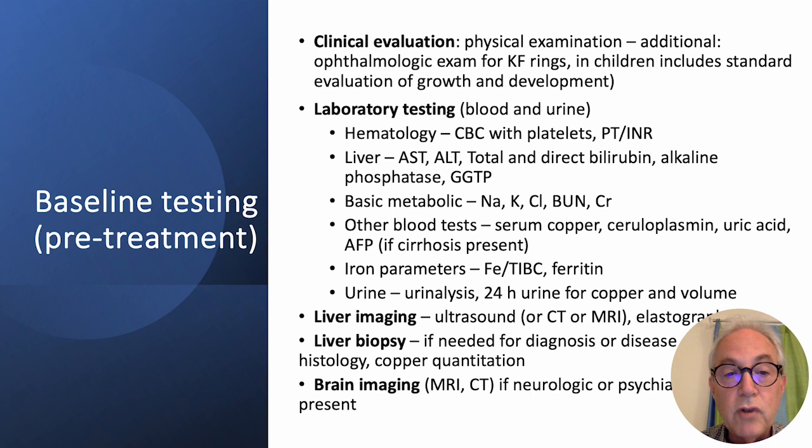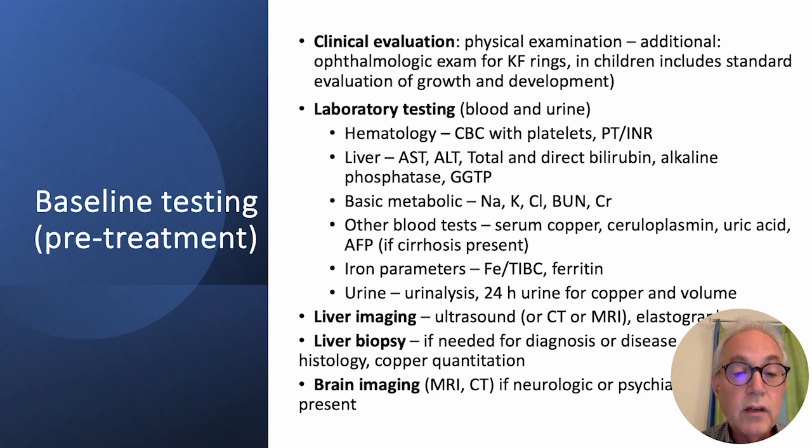Laboratory testing includes looking at blood counts and platelet counts, prothrombin time, and what's known as a normalized prothrombin time, or INR, liver tests, and tests of electrolytes and kidney function. Other blood tests may be serum copper and ceruloplasmin, uric acid, and if cirrhosis is present, an alpha-fetoprotein, which is a liver tumor marker. Other things that can be measured include iron parameters, iron binding capacity, and ferritin to have good baseline values, as well as urine analysis and a 24-hour urine for copper and volume prior to treatment initiation.